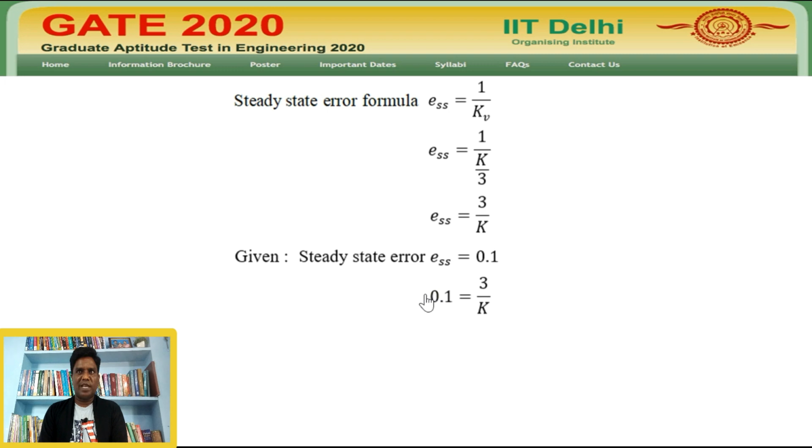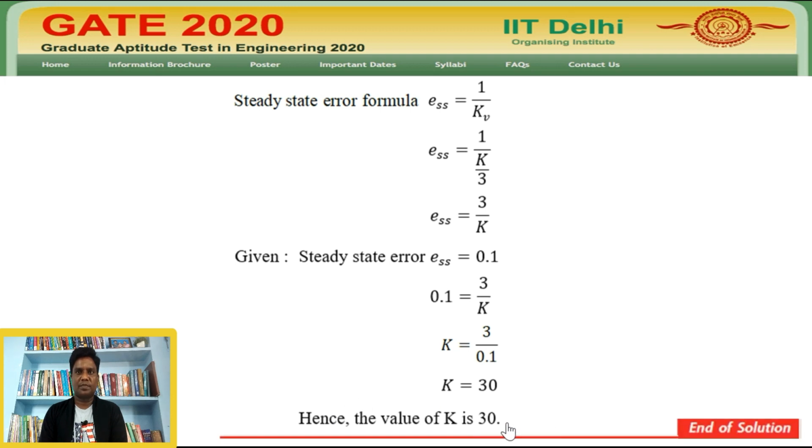Now do the cross multiplication, K on the left hand side and 0.1 on the right hand side, swapping the numerator and denominator parts of this equation. Then the equation will be K equal to 3 divided by 0.1. On the right hand side, 3 divided by 0.1 is 30. So K equal to 30. Hence, the value of K is 30. Finally, this is the required answer for this problem.